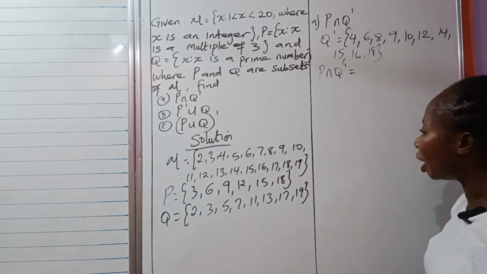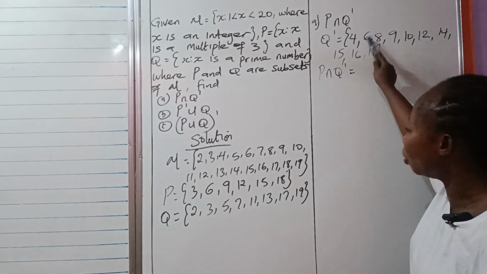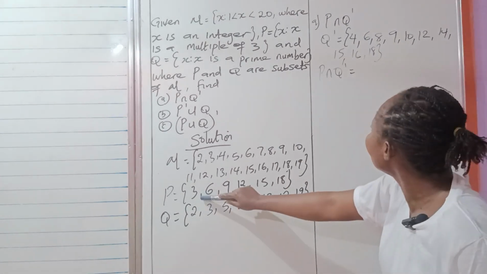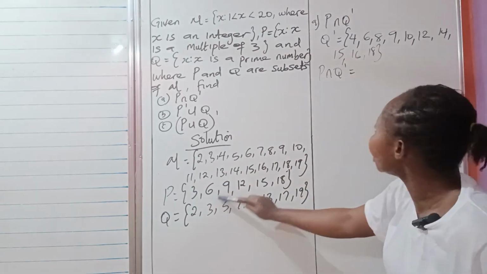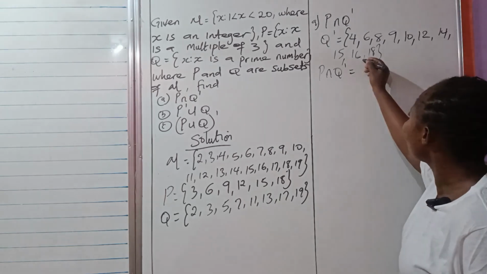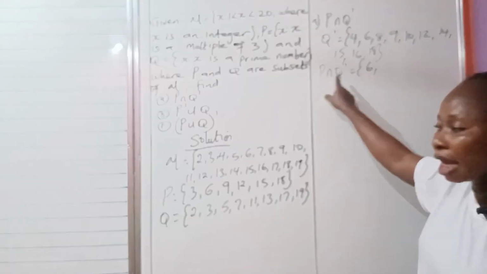So what are the common numbers in P and Q prime? This is Q prime and this is P. So any common element? 3 is here, 3 is not here. 6 is here, 6 is here. The first common number is 6. Okay, we are working with P and Q prime.